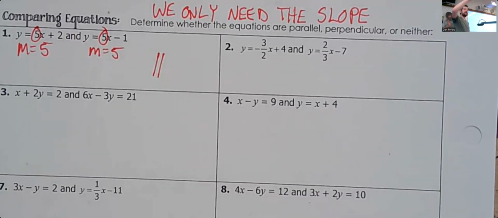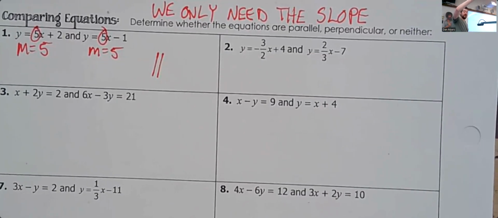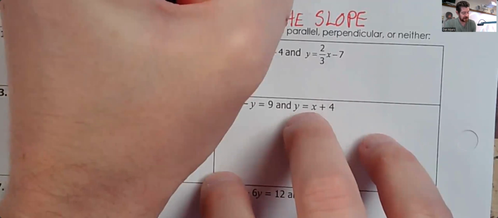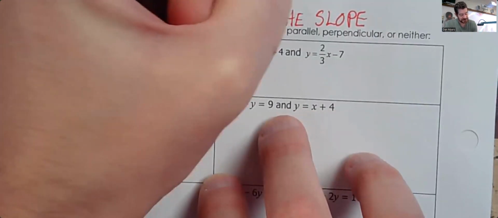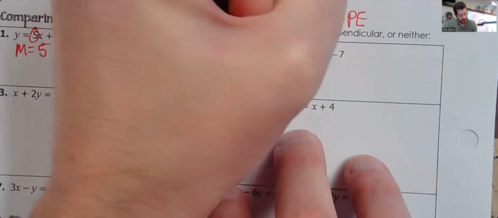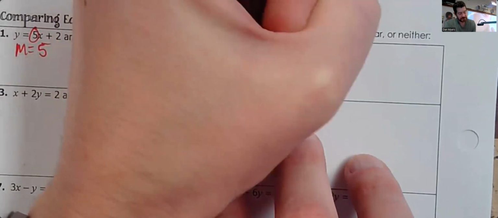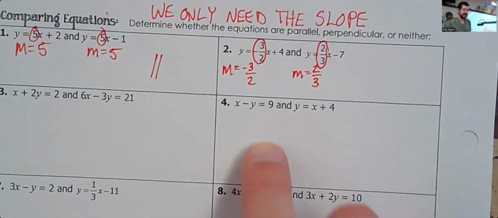All right. 2's parallel. Wait, is number 1 parallel? 1's parallel. What about number 2? 2's perpendicular, yeah. So right here, first one on problem number 2, m equals -3/2. The second slope, m equals 2/3. Parallel. Is that the exact same number though? No.